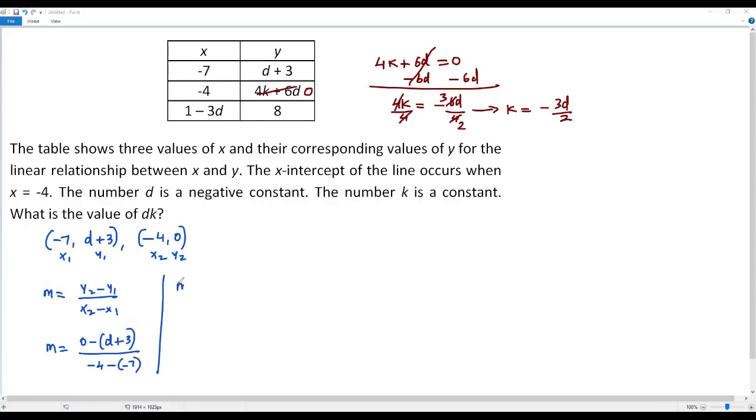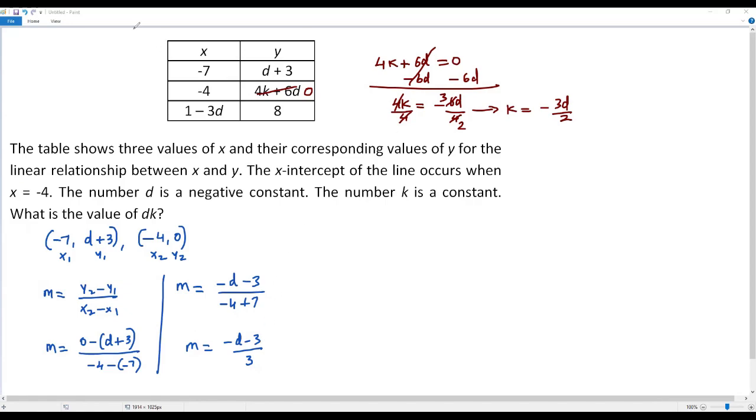Okay, now let me continue here. m equals, let's distribute this negative sign to this d and positive 3. Then I'm getting negative d - 3 divided by -4 + 7. Then I'm getting m equals negative d - 3 divided by 3. Okay, here I got the slope of the line m, that is (-d - 3) over 3.